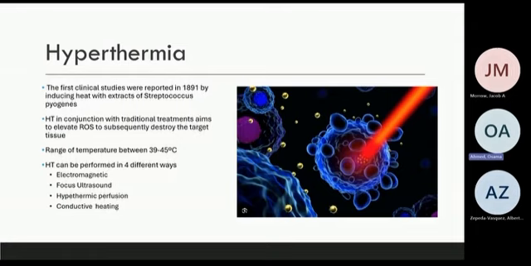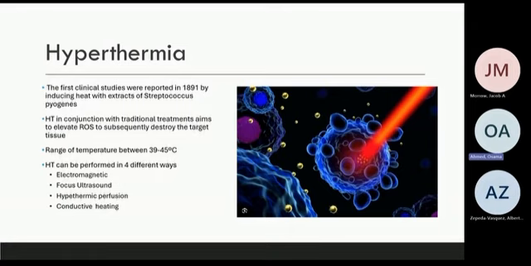Now let's begin with the introduction of hyperthermia. Hyperthermia refers to the controlled elevation of tissue temperature to a therapeutic range, typically between around 39 degrees centigrade to 45 degrees centigrade. Historically, the first clinical application dates back to 1891, where the heat was introduced using extracts of Streptococcus pyogenes. Over the years, hyperthermia has evolved into a sophisticated treatment technique, particularly when used in conjunction with traditional cancer therapies like radiation and chemotherapy.